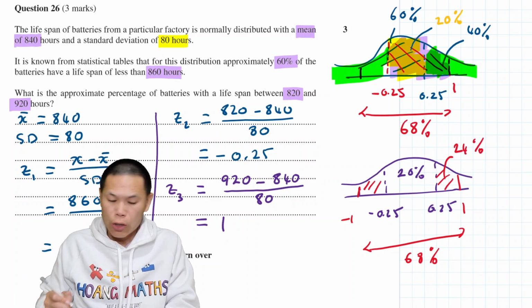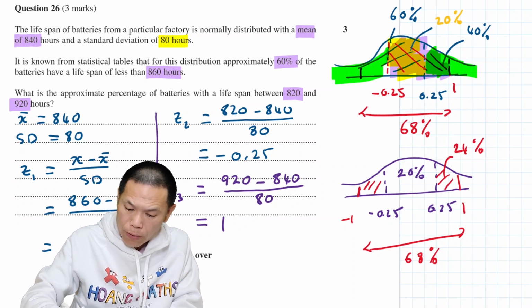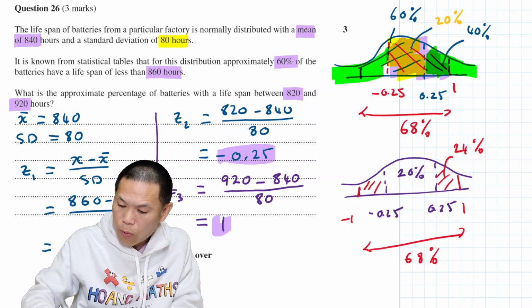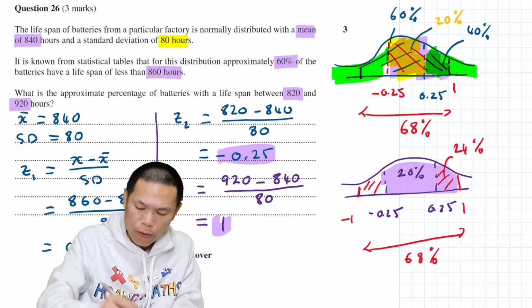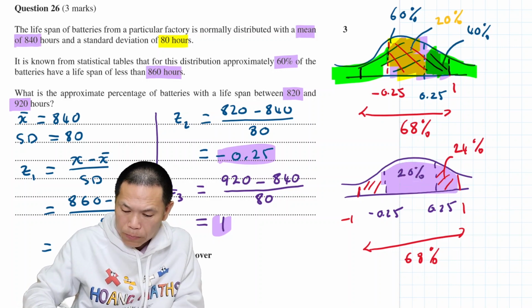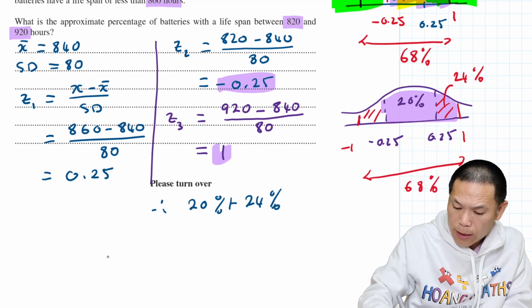So there you go. So now we need to find this area here. So from negative 0.25 to 1. So negative 0.25 to 1. That's what we're after. So therefore, we just go, therefore, 20%, and we add 24%. So that would give me 44%.